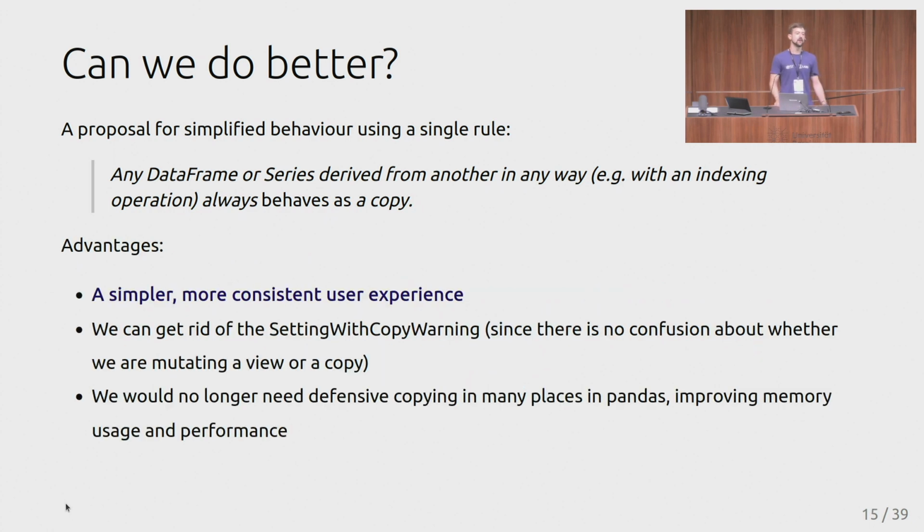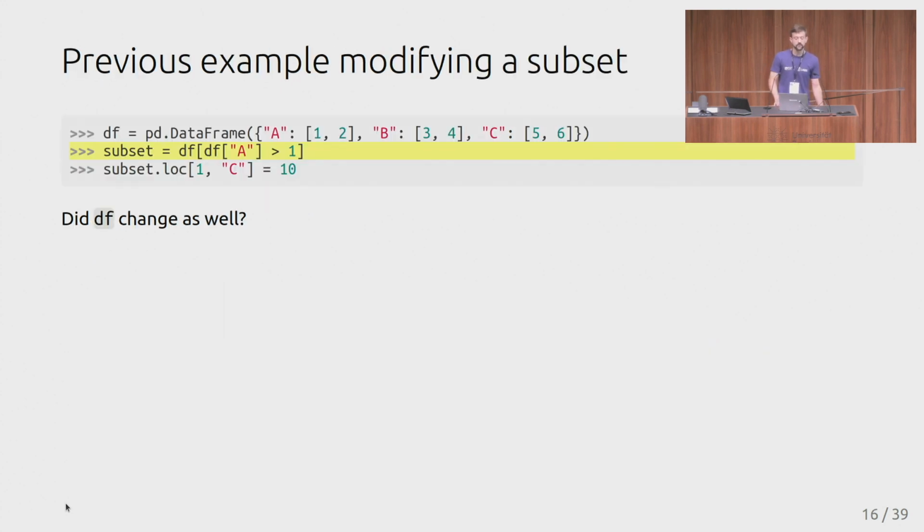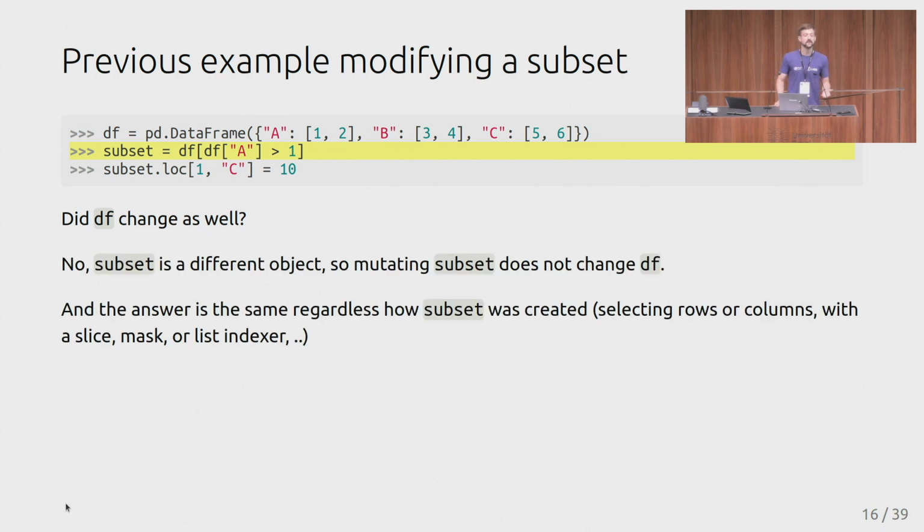And it has a number of big advantages. The first is that it's much easier to communicate to users, it's much easier to understand, and it's a more consistent user experience. So if we go back to that example where we were modifying that subset by taking first a Boolean mask on our data frame and then using .loc to set a value in it, under this new proposal, the question is, does df change as well? And the answer is a resounding no. Subset is a different object than df, and changing subset will never change df, regardless of how you've created subset.